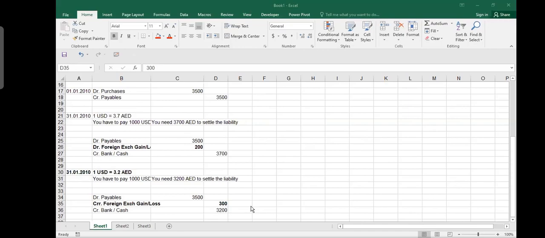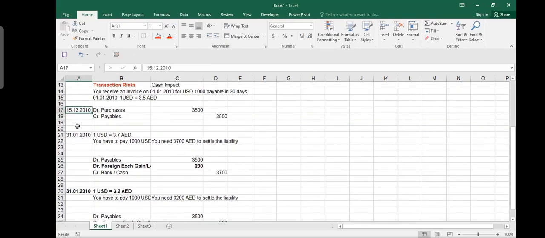So the gain, we take it to other comprehensive income, not the P&L. Actually, you put it in OCI as long as they are unrealized. What do I mean by unrealized? Let's suppose that we purchase these goods on 15th of December 2010, and we have to pay it on 15th of January. But then on 31st of December 2010, this happens.